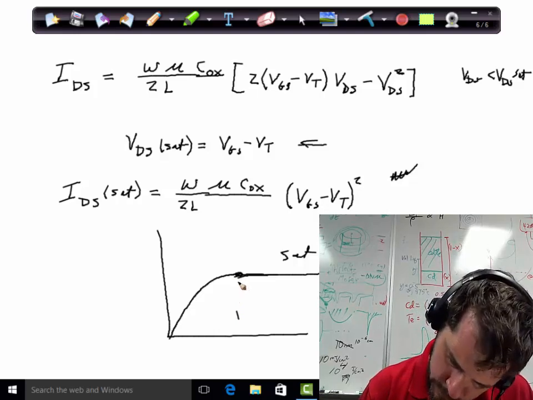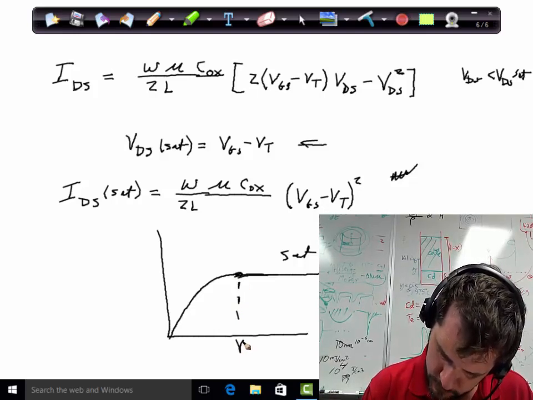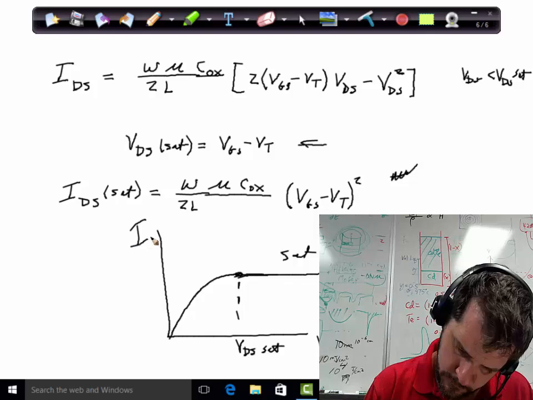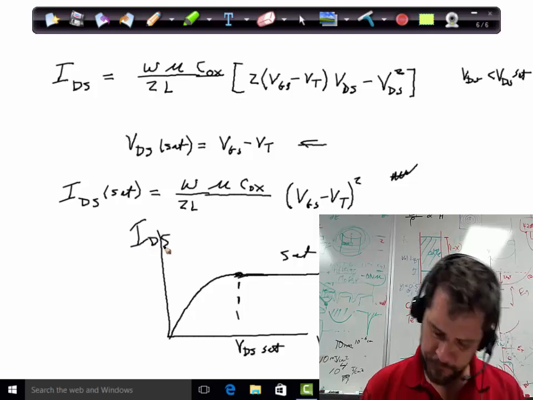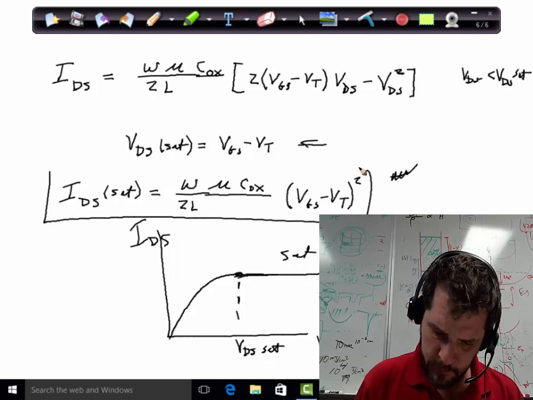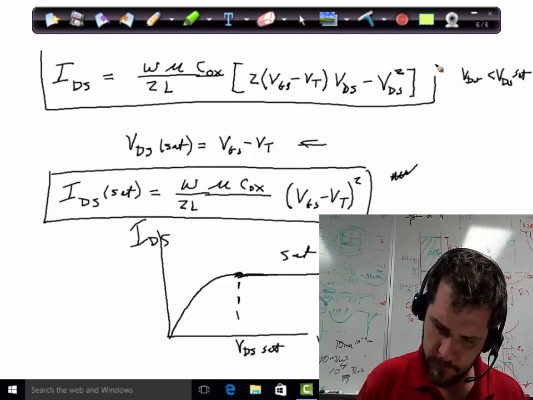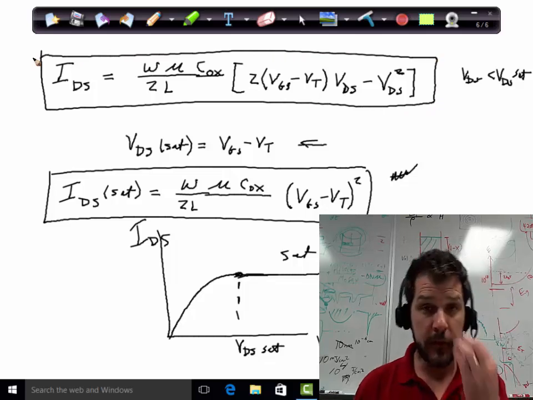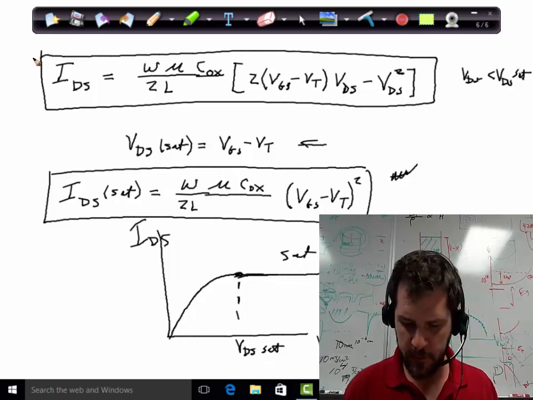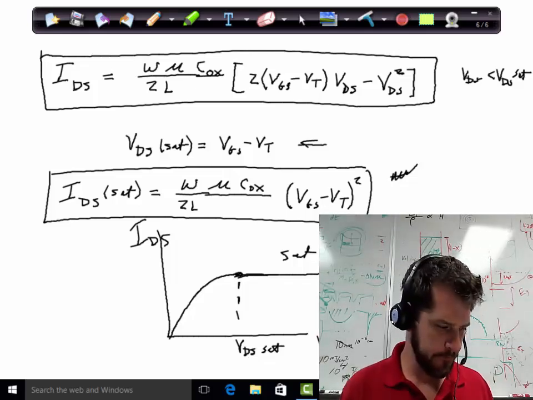Having a little trouble drawing with the pen here. There we go. Okay, so when you characterize the performance of MOSFETs, these are the two equations to use above and below the saturation voltage in terms of the drain source voltage.